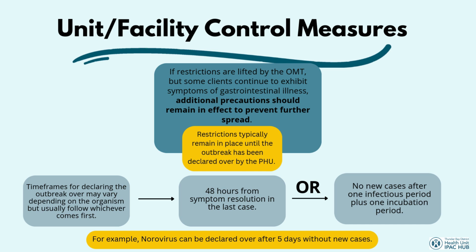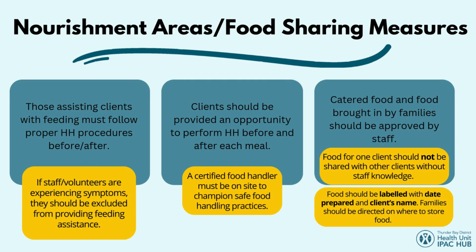Timeframes for declaring the outbreak over may vary depending on the organism, but usually follow whichever comes first: 48 hours from symptom resolution in the last case, or no new cases after one infectious period plus one incubation period. For example, norovirus can be declared over after 5 days.